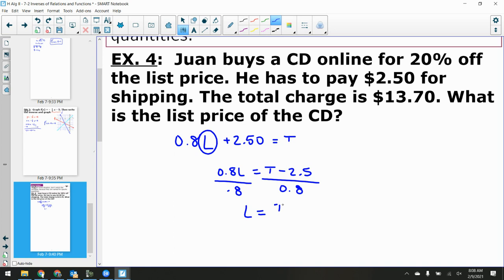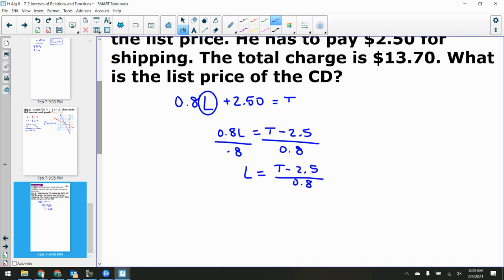See, this is an equation that, with a shipping cost of $2.50 and a 20% discount, will give me the list price of whatever it was going to be if I know the final price. Now, because these two functions are indeed inverses of one another, if I talk about this first function here in red and the blue function down below, those are truly inverses of one another. They will undo each other. Now, let's plug in. It says the total charge is $13.70.